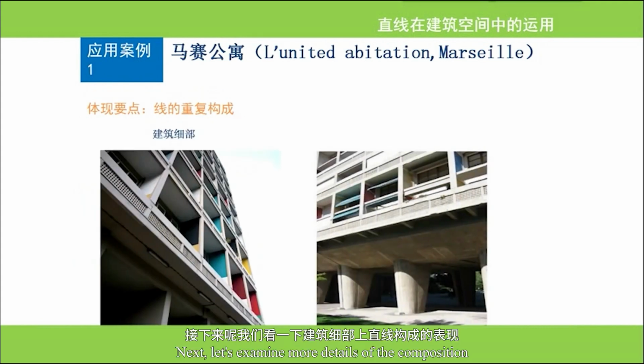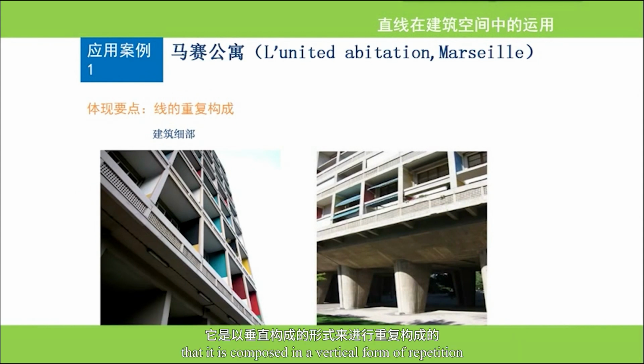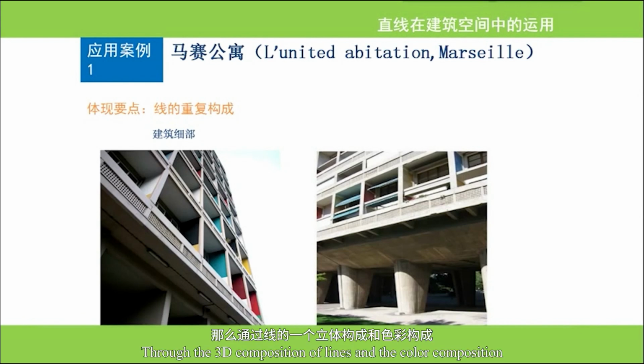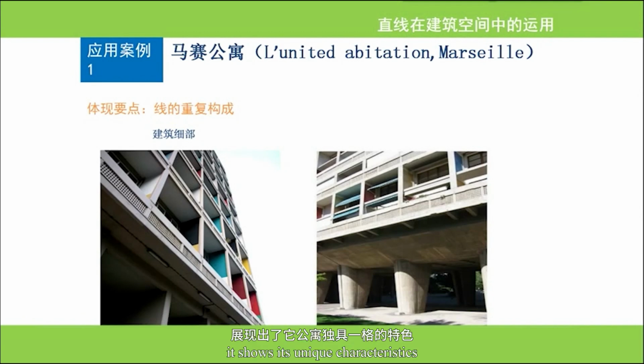Next, let's examine more details of the composition. From the first picture on the left, we can see it is composed in a vertical form of repetition. We can see that different lines have different colors inside. Through the 3D composition of lines and the color composition, it shows its unique characteristics.